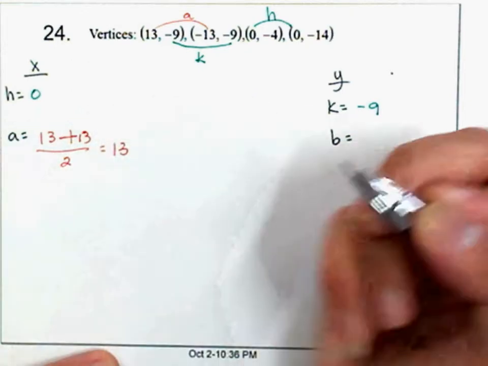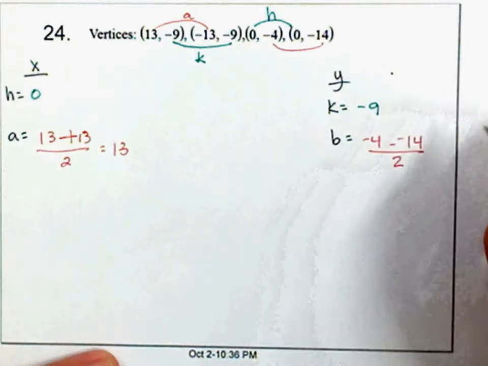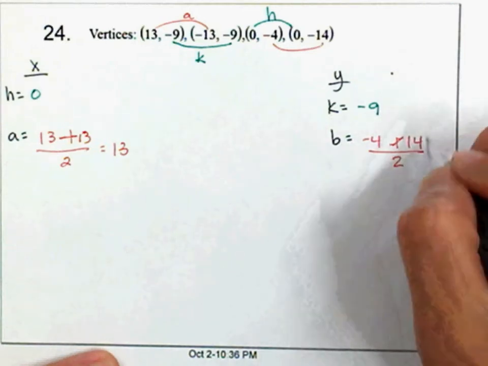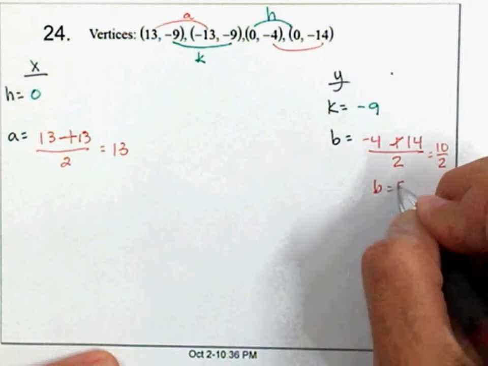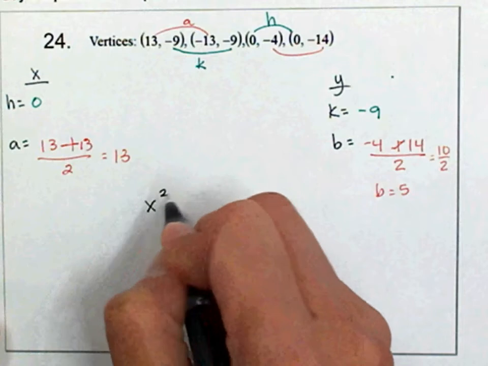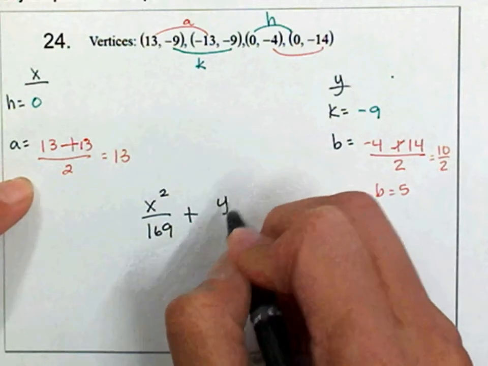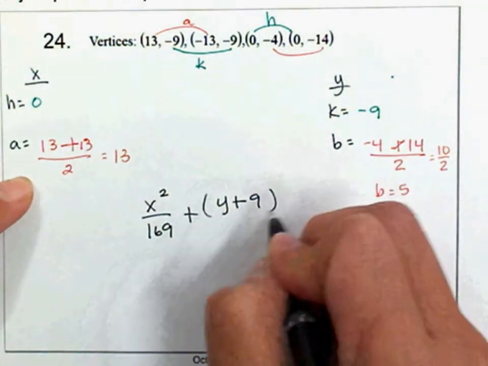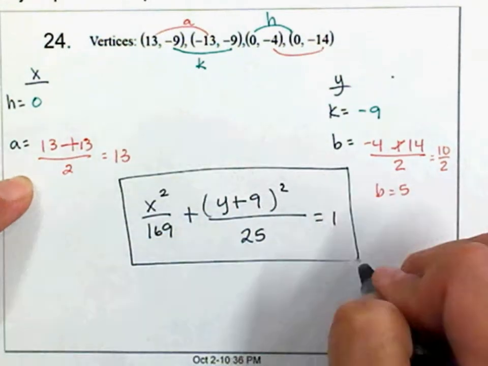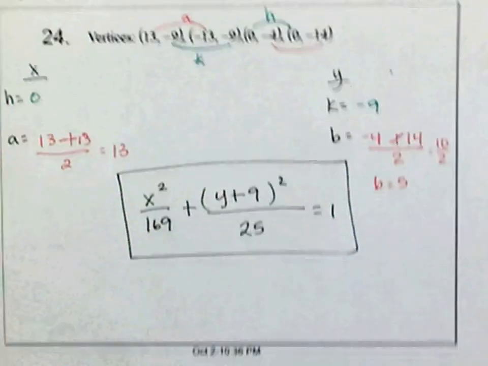Let's look at your b. So negative 4 minus negative 14 divided by 2. A negative and negative becomes a positive. So this comes out to be 10 divided by 2. So b is equal to 5. Okay? And so now I have my formula. X squared over 13 squared is 169. Y, negative 9, so it becomes a positive 9 squared over 5 squared, which is 25, and all of that equals 1. And there you have your assignment.